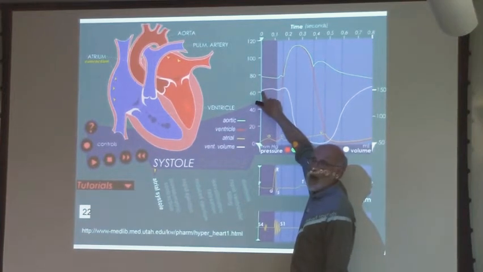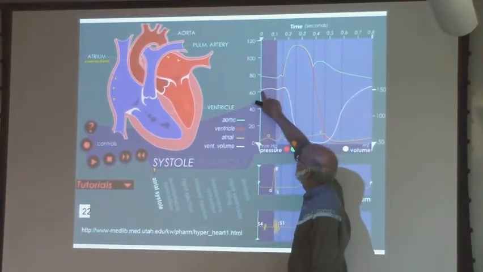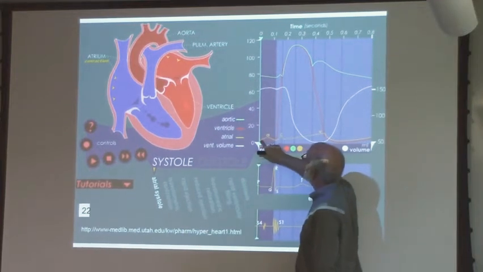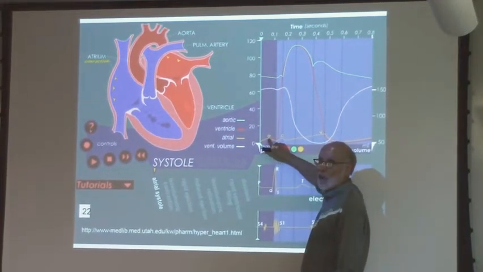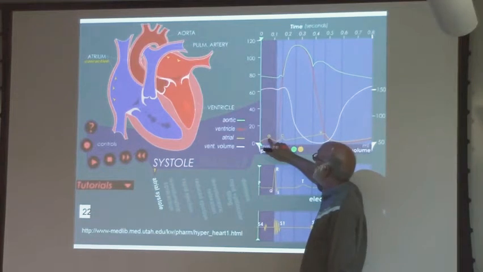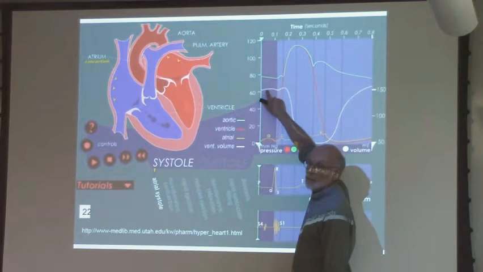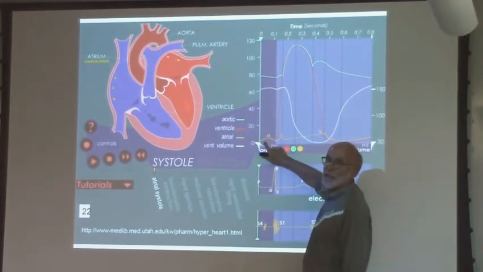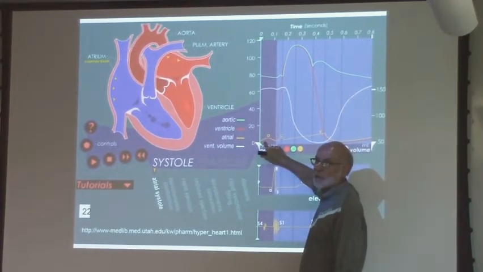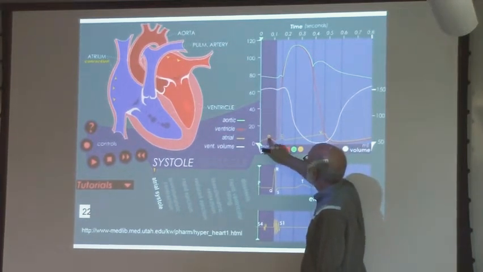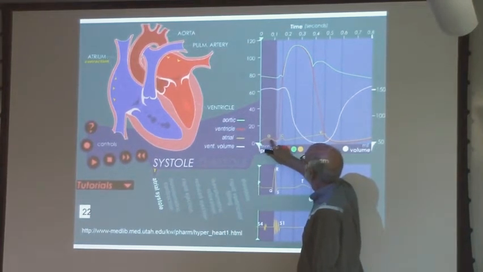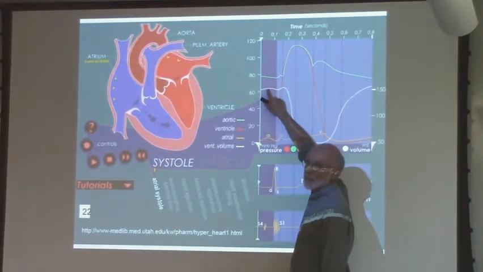Ventricular volume is high. Atrial pressure is starting to go up. The heartbeat is starting. Ventricular volume is high. Ventricular pressure is still low because we haven't contracted the ventricles yet. So we're starting to contract the atria. We have not yet done anything to the ventricles.